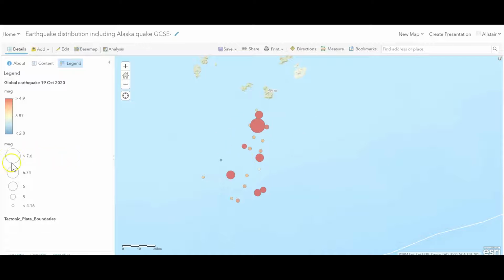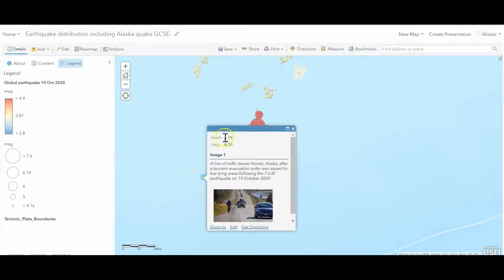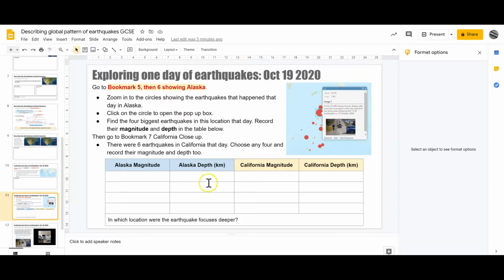Now remember, the bigger the size of the circle, the bigger the earthquake. So that's going to give you a clue as to which ones to select, and when you find the 4 biggest, you're getting the size and the magnitude there, and you're getting the depth. You're going to add that into your table.